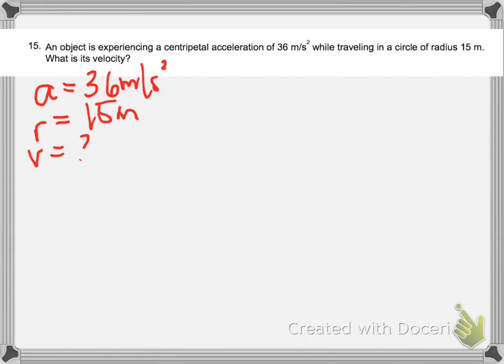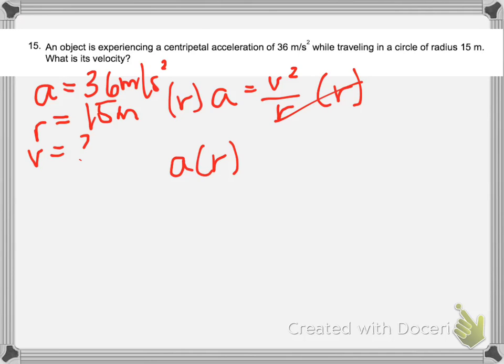So we are going to again use acceleration equals velocity squared divided by the radius as our equation. However, we're looking for velocity this time, so we do need to manipulate it. So we can first multiply r on both sides, and then we will get a times r equals v squared, and we will have to square root both sides. So we will end up with v equals the square root of a times r.